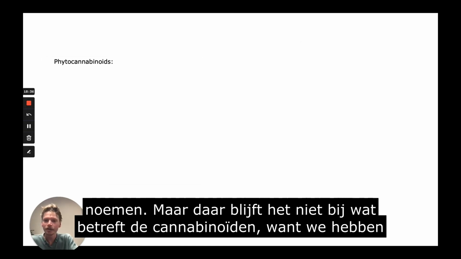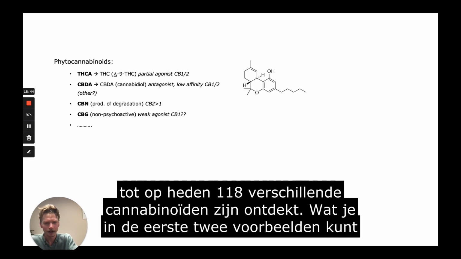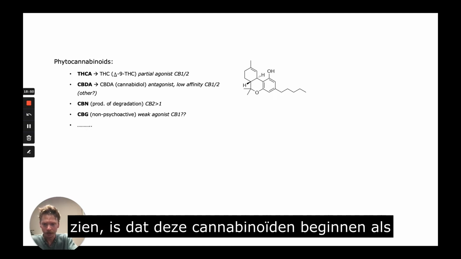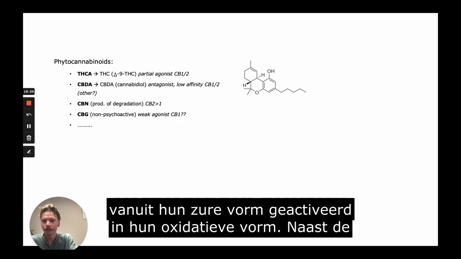But it doesn't stop there with the cannabinoids, because we have THC, CBD, CBN, CBG, and the list really goes on. I believe to date there are 118 different cannabinoids that have been discovered. And what you can see in the first two examples is that these cannabinoids start off as acids in the plant, and through heating or UV light they get activated from their acidic form into their oxidative form.